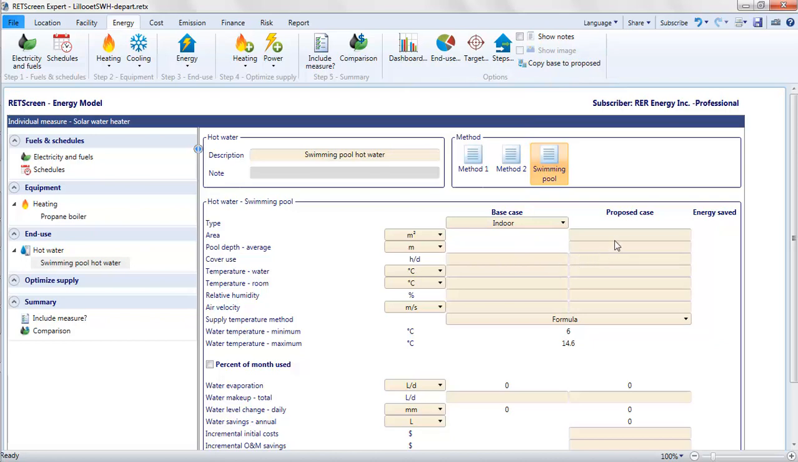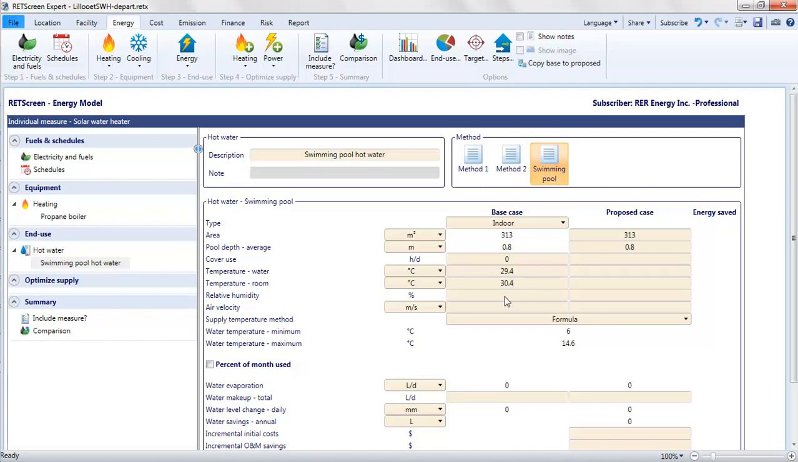The swimming pool area is 313 square meters. On average, it is 80 centimeters deep. No cover is used, so I will enter 0 for the number of hours per day that the cover is used. The temperature of the water is measured to be typically around 29.4 degrees Celsius. The indoor air temperature is typically 1 degree warmer than this, or 30.4 degrees Celsius.